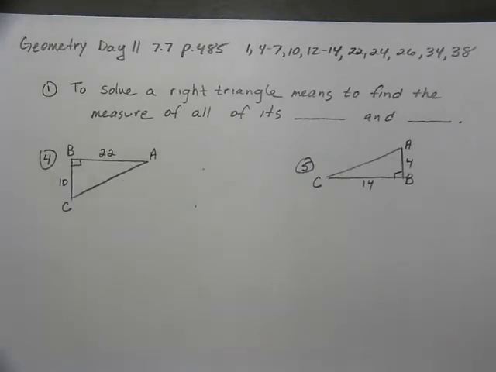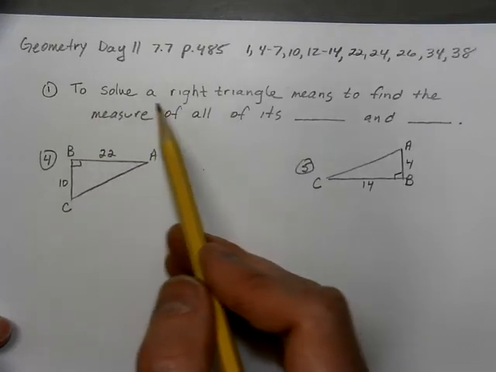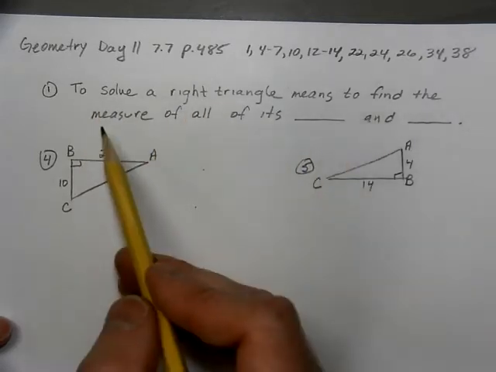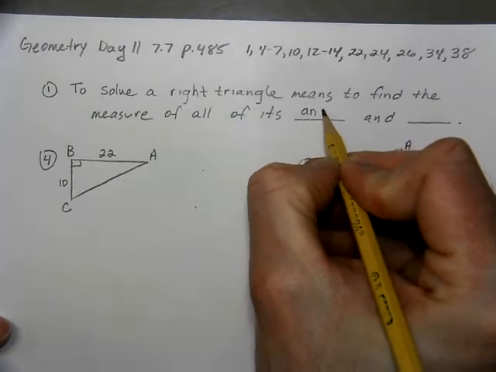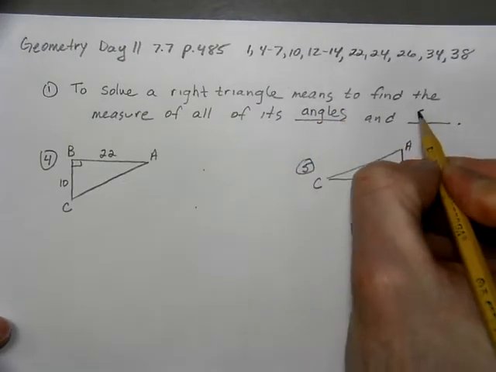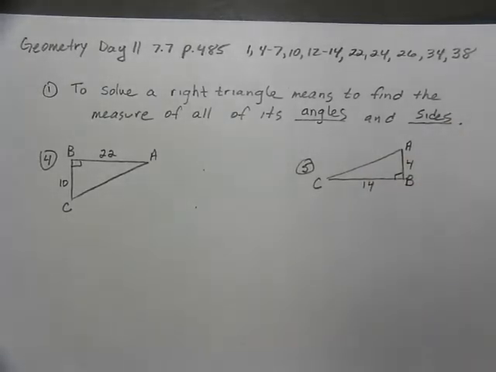This is geometry homework. This is for day 11. This is page 485. Question number 1 asks, to solve a right triangle means to find the measure of all of its angles and sides. At the end, you should know all 3 sides and all 3 angles.